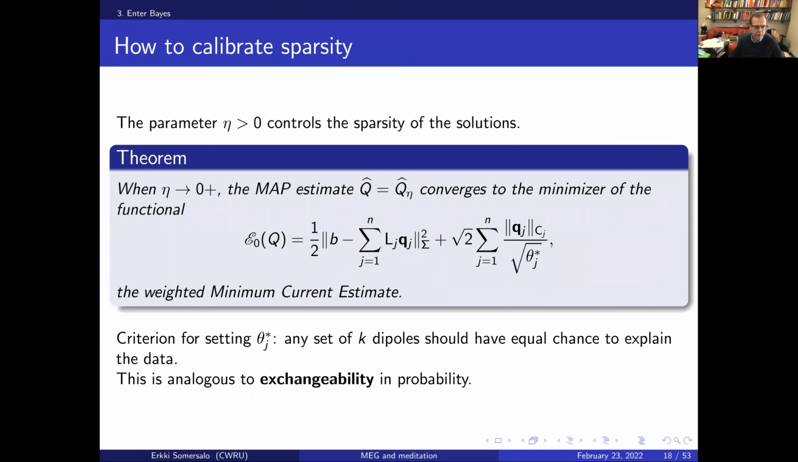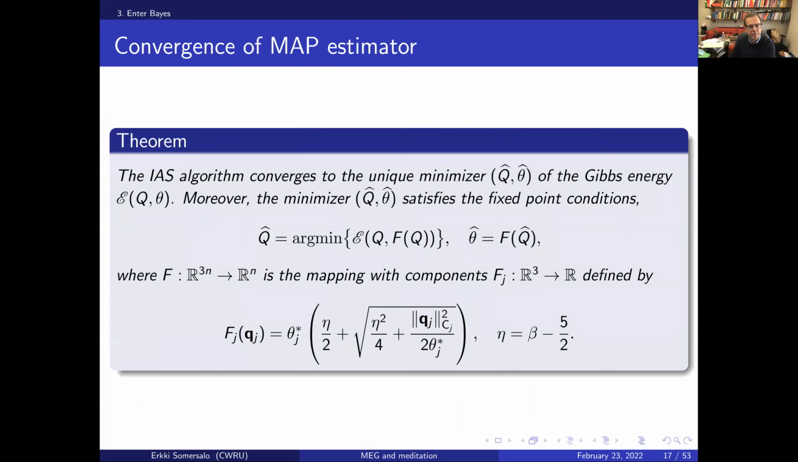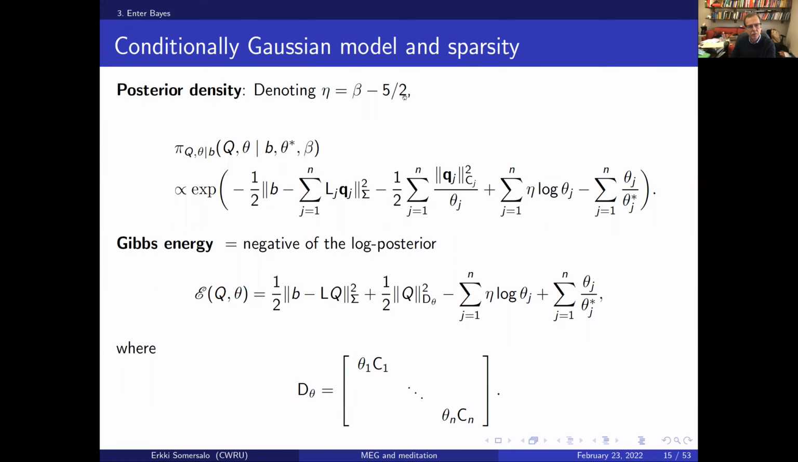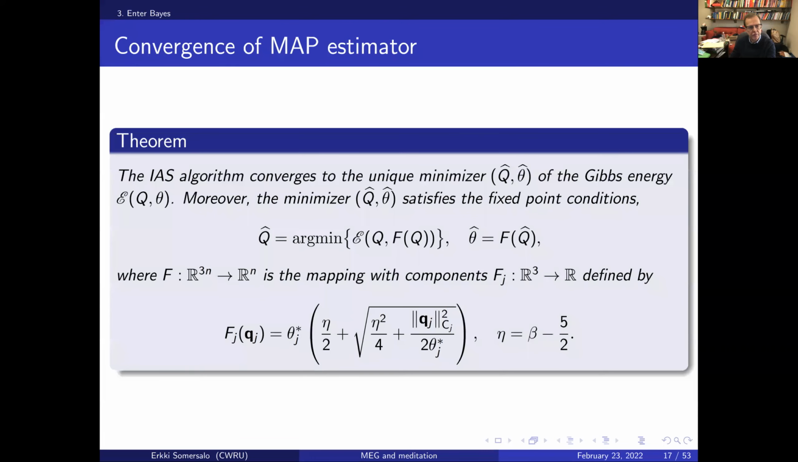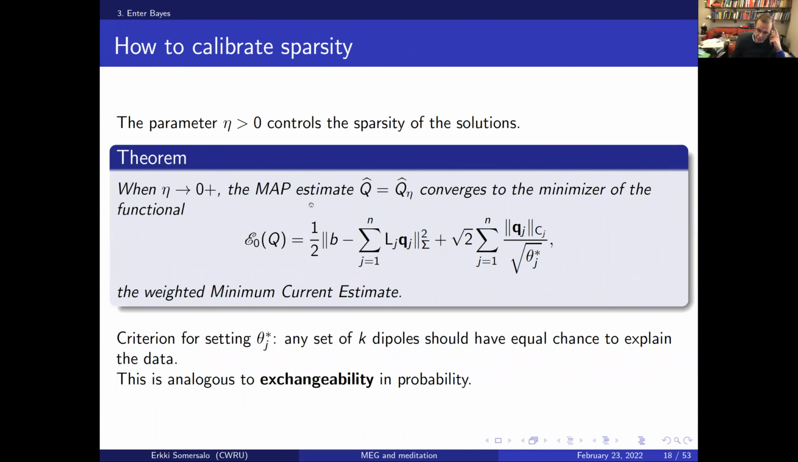So now let's go to the parameters. Remember this eta was given here. Yes, eta is beta minus 5/2. So I'm choosing my eta to be positive, and it turns out that if I let my eta go to zero, the MAP estimate converges to the minimizer of the functional where the penalty is a group L1 penalty. So here we don't have the square, we have the norm of Q_j, the Mahalanobis norm of Q_j. So this is a weighted L1 penalty. And such a penalty is called a minimum current estimate in MEG literature. So we see that when eta is small, we are approximating the minimum current estimate. So eta clearly is a parameter that controls the focality of the solution, because this minimization problem leads to a sparse solution.